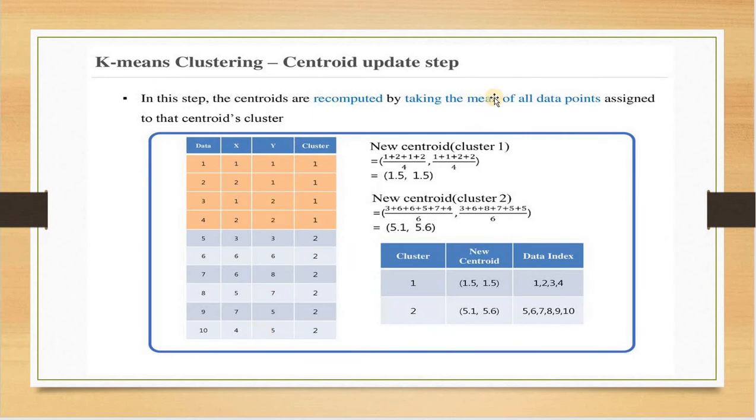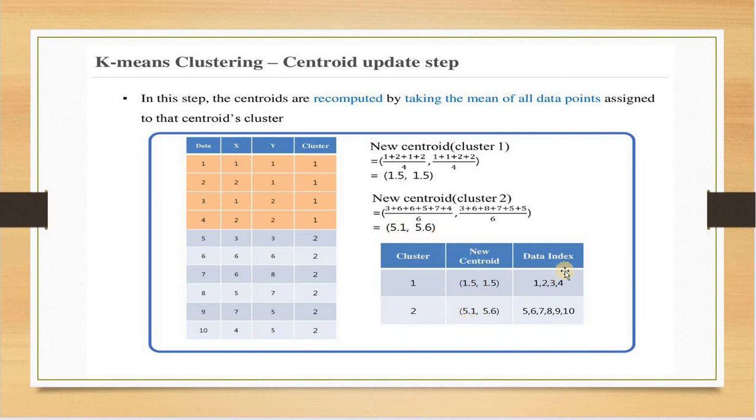Now for the new centroid point, we have to take the mean of the x values of the first 4. See here, 1 plus 2, 1 plus 2, and for the y points, 1 plus 1 plus 2 plus 2, divided by 4. We take the mean over here and we get the new centroid point, that is 1.5, 1.5. Similarly, for the second cluster, we take the mean of all these 6 data points and we get the new centroid at 5.1 and 5.6.